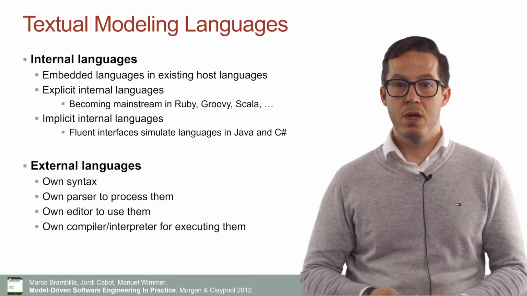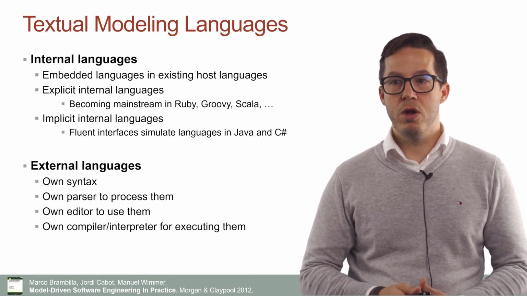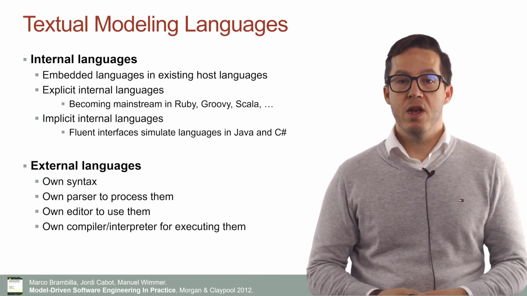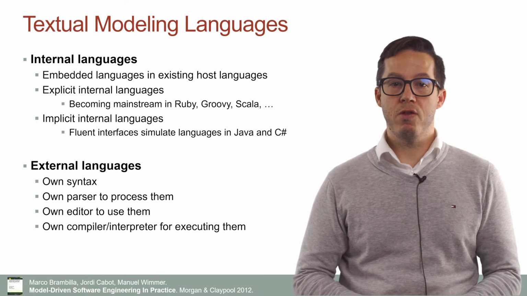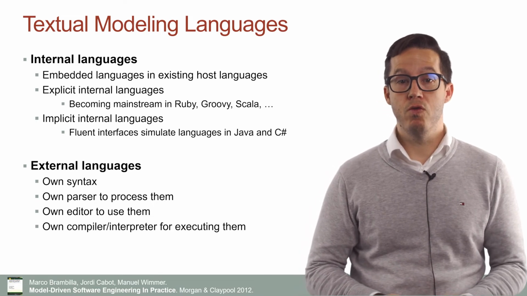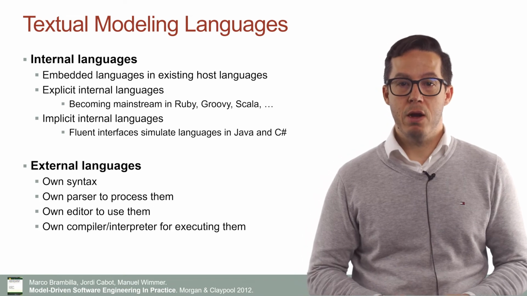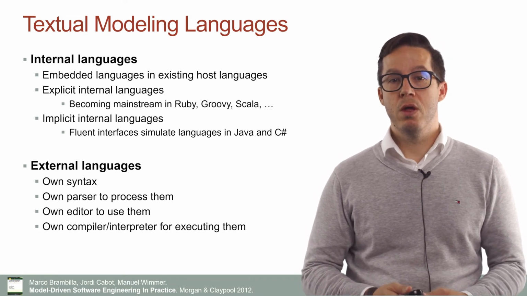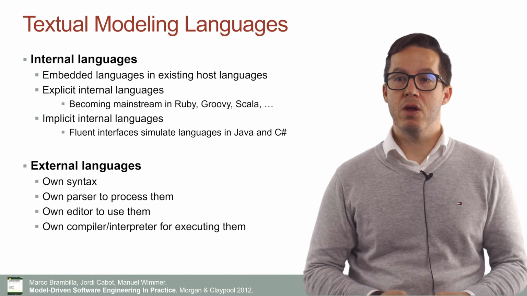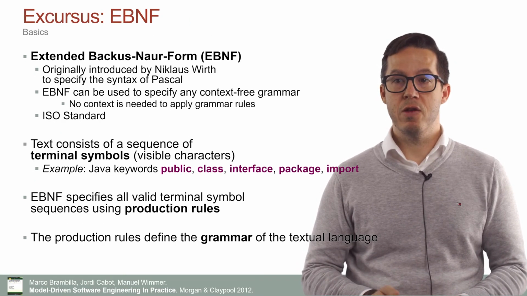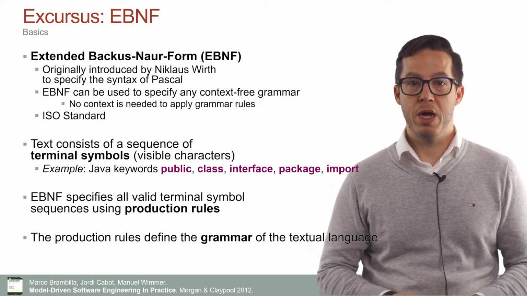And the other alternative, of course, are external languages. They have their own syntax, they come with their own parsers to process them and their own editors to use them. And of course, for those external languages, we need to define compilers and interpreters for executing them. And we will talk about that in the following lectures, how to realize such an external language by ourselves.